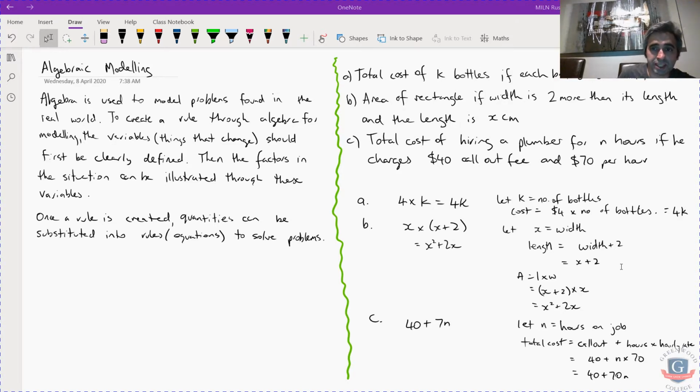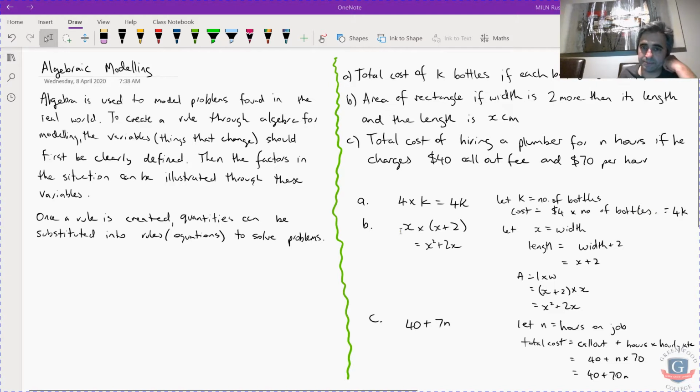So we want to find the total cost of K bottles if each bottle costs $4. So K is our unknown. We don't know what K is. Here's K here. K is our unknown. All we know is the bottles cost $4. So the total cost will be the number of bottles times by $4, which gives us 4K. We've let K equal the number of bottles, and then to find the cost, it's $4 times by the number of bottles, which was just 4 times K.